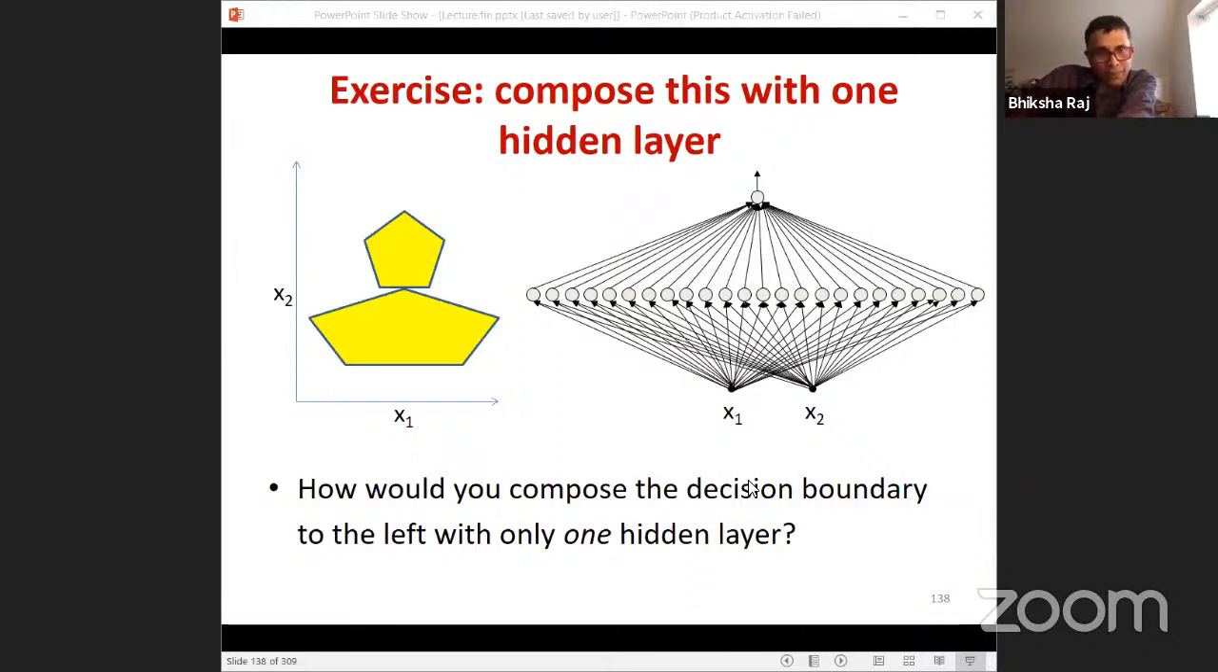But let's look at this question here. Spend a few seconds thinking about how you could model this using just one hidden layer. Does anybody want to guess? How many neurons would it take? Does anybody want to give me a number? Anyone? No one wants to take a chance, right? Okay. So, all right. Number of inputs plus number of boundaries, not really.